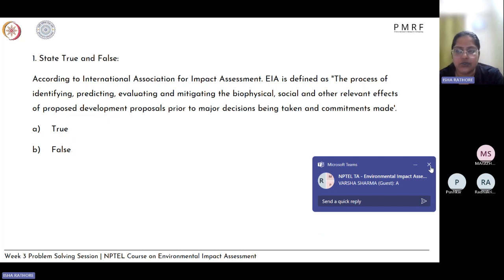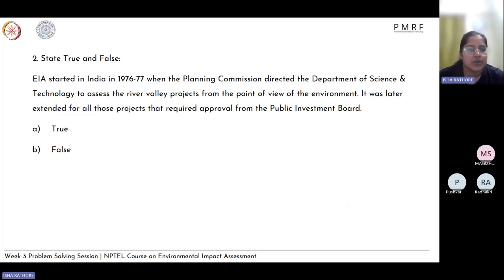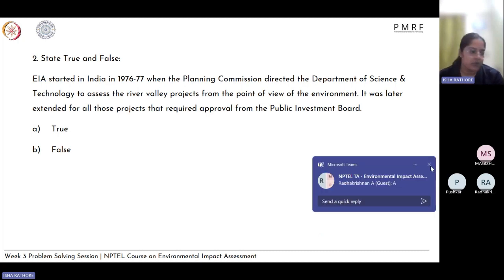Okay, so we are getting a lot of truths. This is the definition given by the IAIA for EIA, so this statement is true. Moving on, another true or false question. EIA started in India in 1976-77 when the Planning Commission directed the Department of Science and Technology, DST, to assess the river valley projects from the point of view of environment. It was later extended to all those projects that required approval from the Public Investment Board. So is the statement true or false?